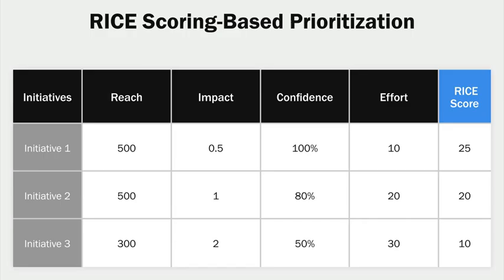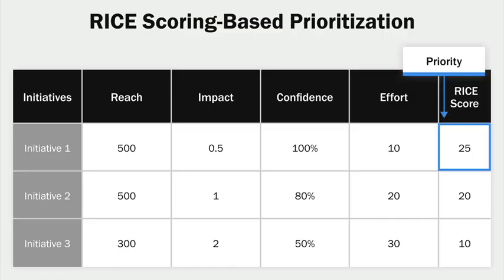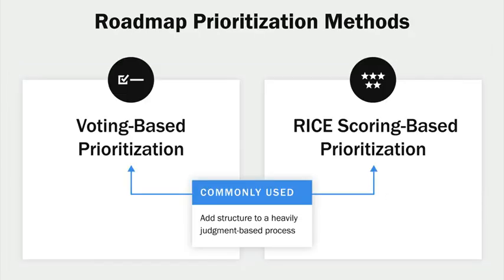This would mean, in our hypothetical example, that Initiatives 1, 2, and 3 get a score of 25, 20, and 10, respectively. The initiatives are then sorted, with the highest scoring initiatives being the first candidates for prioritization. So, Initiative 1 would be prioritized over Initiative 2, which would be prioritized over Initiative 3.